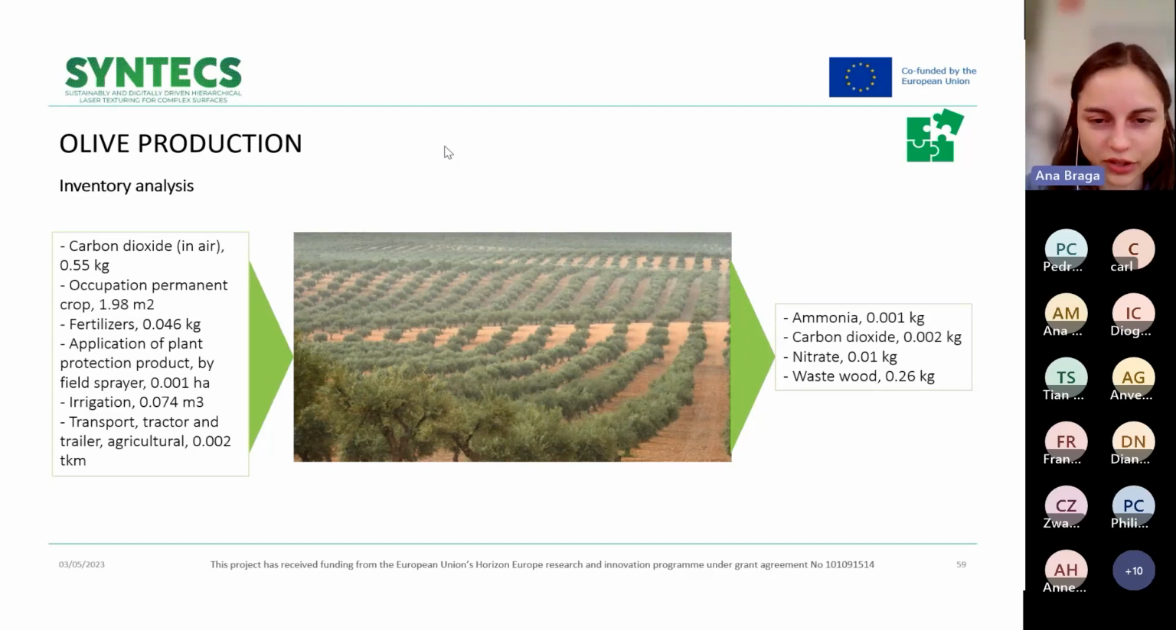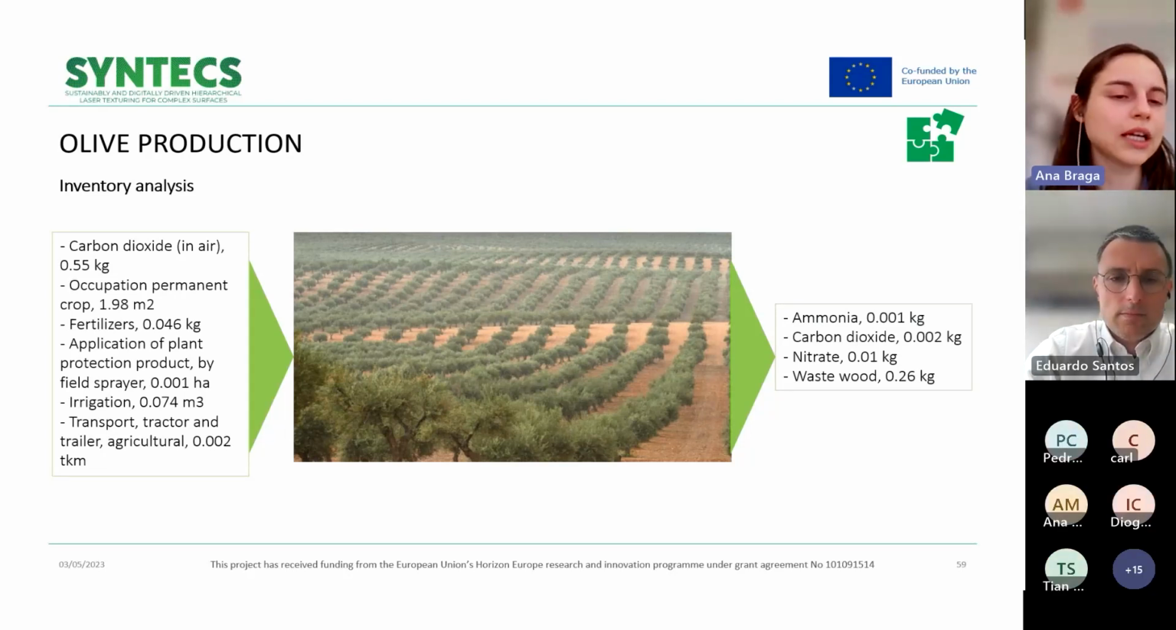So for the olive fruit production, yes, we have here different perspectives of inputs and outputs that we can consider. We have two that are from the natural resources. As you know, anytime we have a tree or plant culture, we can capture carbon dioxide from the air and it can retain it, so it's a good thing for the environment. But we also have occupation of land. These two are part of the natural resources.